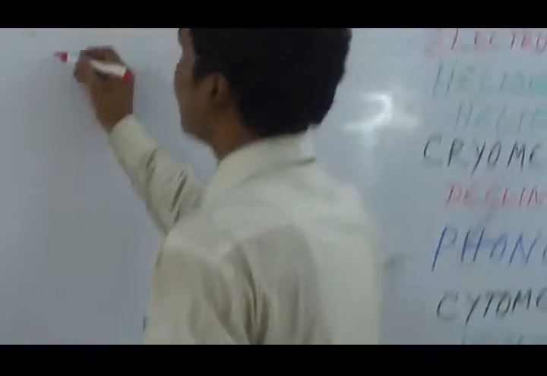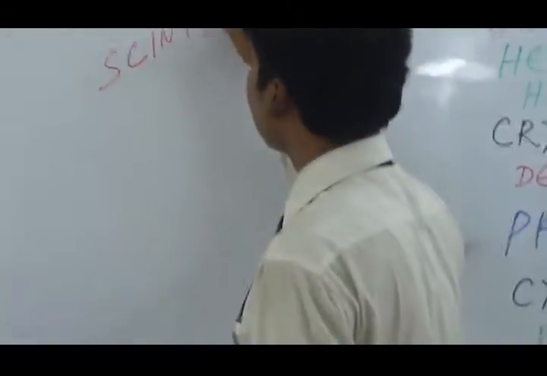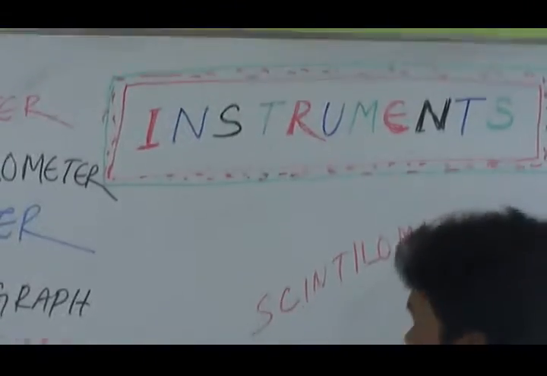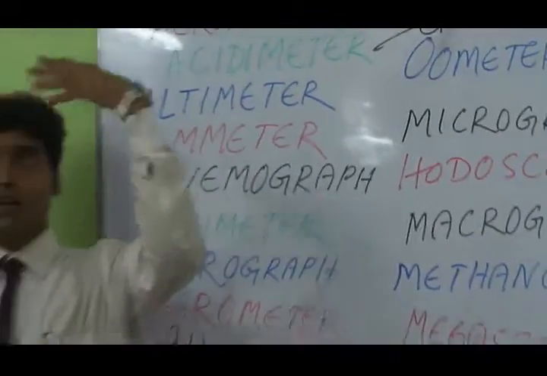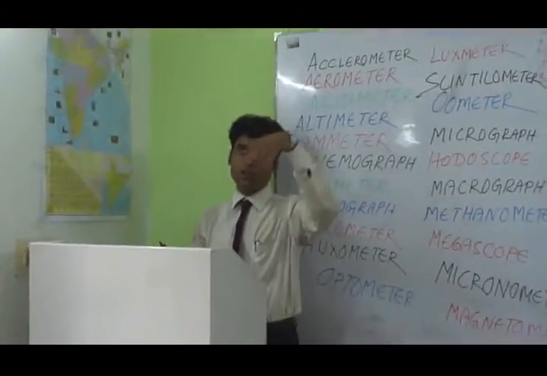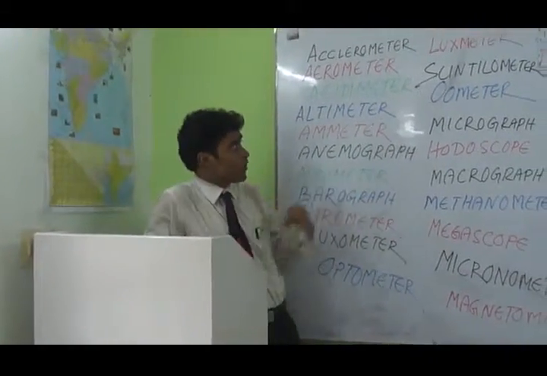Another thing we have to understand is scintillometer. Scintillometer means those scientific instruments used for measuring distances in space, like 1600, 1400 kilometers above, that is known as space. That is scintillometer.